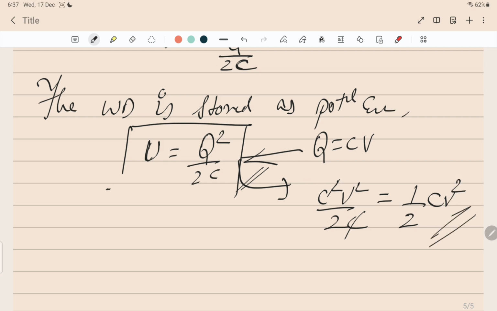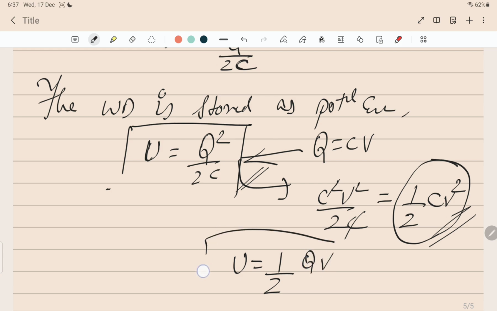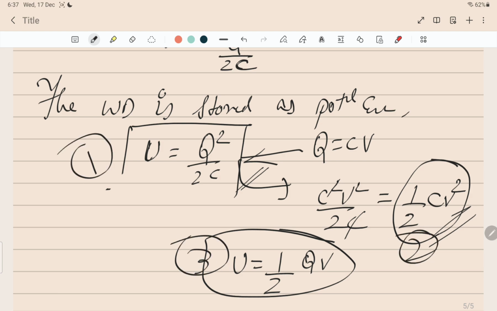There is another formula. This also can be remembered. Again in this, if I substitute q equals CV, you get U is equal to half CV square. In that, CV becomes q, so you get half qV. So this is the third formula. So 1, 2 and 3, all the three formulas are important, learn all of them.